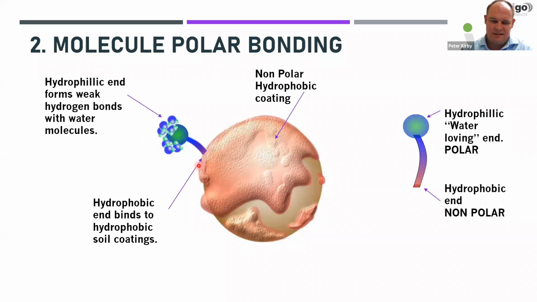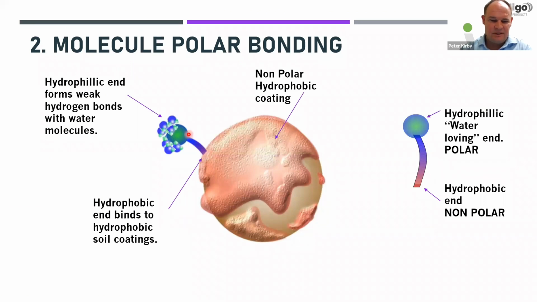So basically, in the law of chemistry, polar likes to attract to other polar materials, and non-polar materials attract to non-polar materials. So this hydrophobic end on the surfactant molecule will bind to the hydrophobic coating on the soil particle. Therefore, it binds onto that organic material.